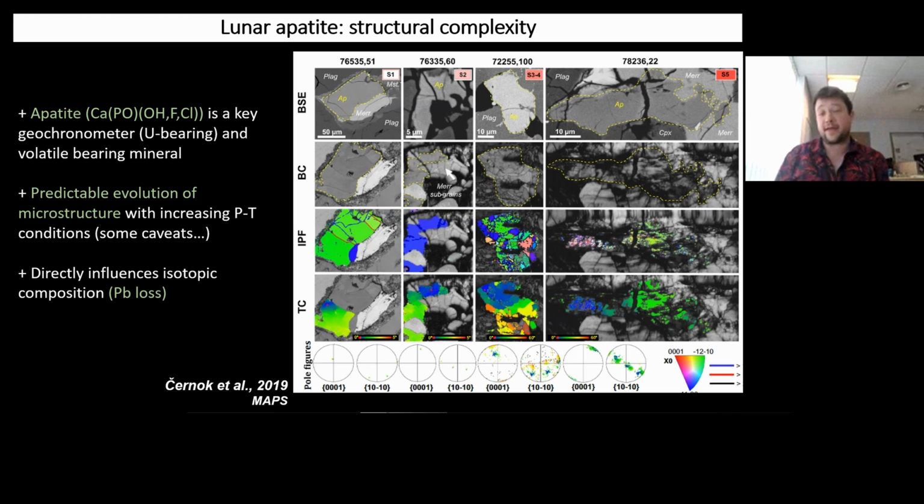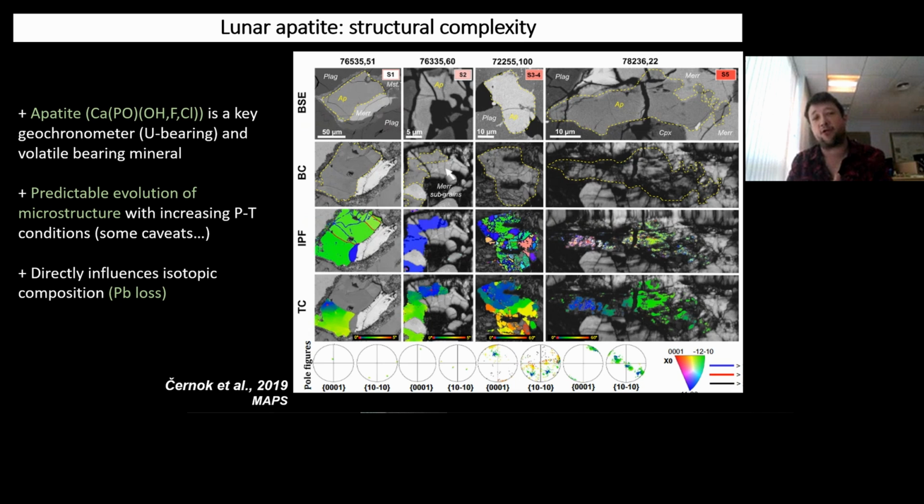And same for apatite. Fantastic mineral, widespread in lunar rocks, but a bit of a nightmare when you really look at it structurally. So this fantastic study by Anna back in 2019 looked at a series of shocked Apollo rocks, so looking at the structure of apatite. In S1, so relatively undeformed samples, you just get nice single orientation apatite, not much going on. But as soon as you start to move up the shock states, you go through recrystallization and plastic deformation until eventually you start to amorphize that lattice.